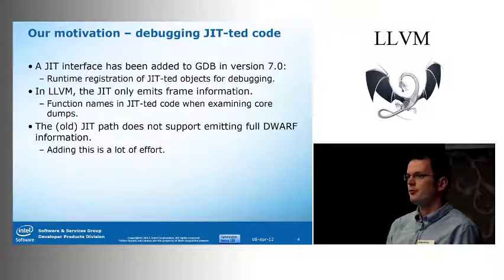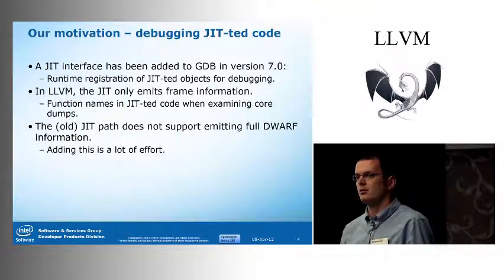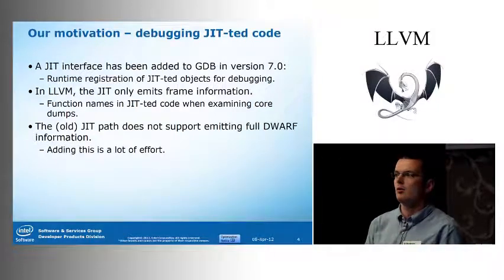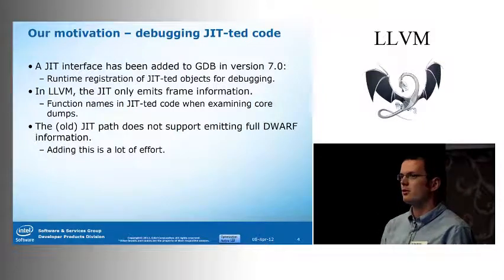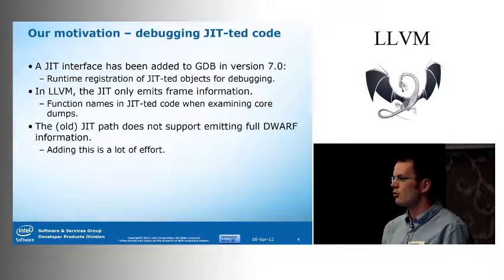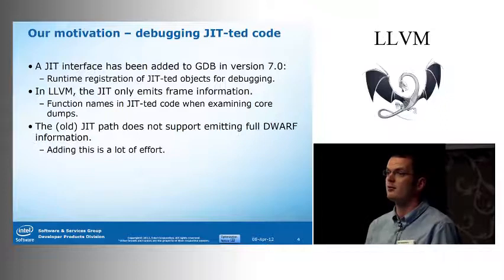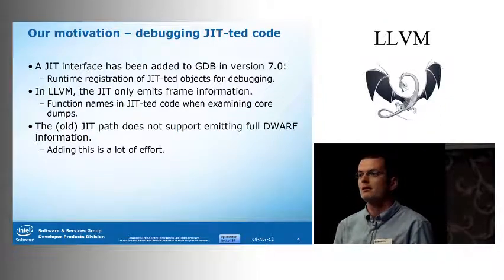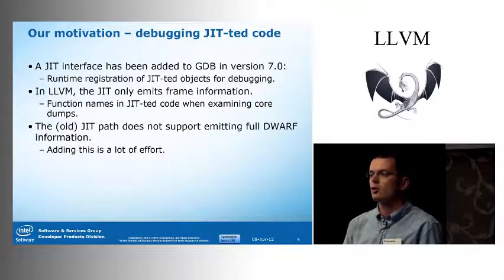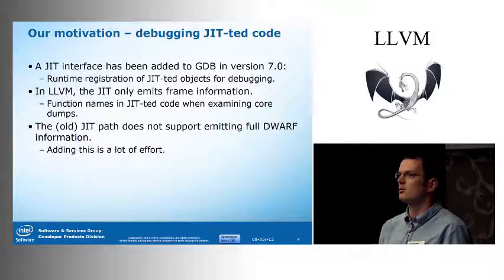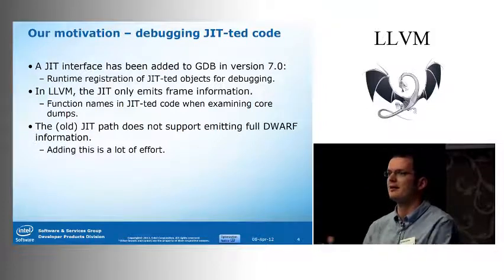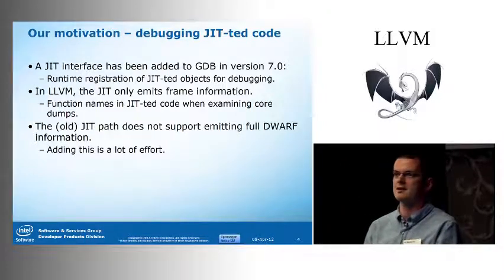When we started to think about this, we consulted a lot with the LLVM community on the mailing lists. And one of the directions we explored, and others have looked at previously also, is to add debug information generation into the current JIT path. But this turns out to be a lot of work. And not only is it a lot of work, it also duplicates a lot of work that already exists in the static compilation path of LLVM, MC.